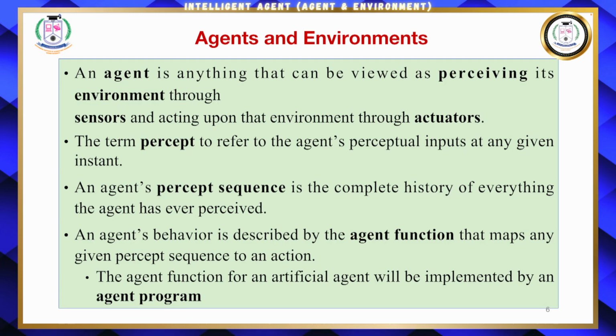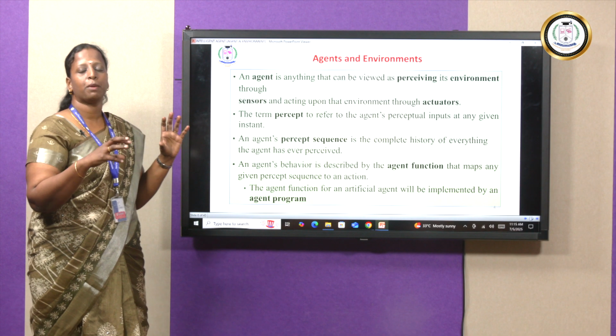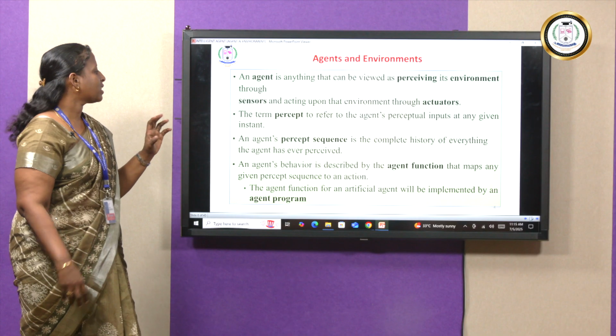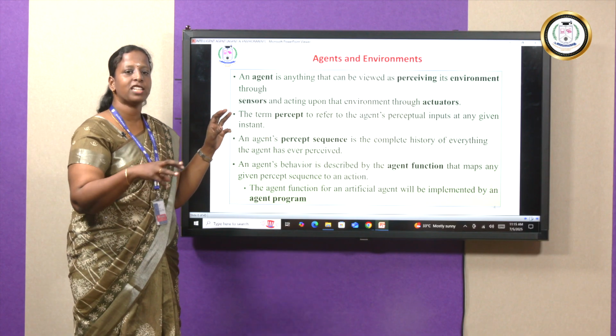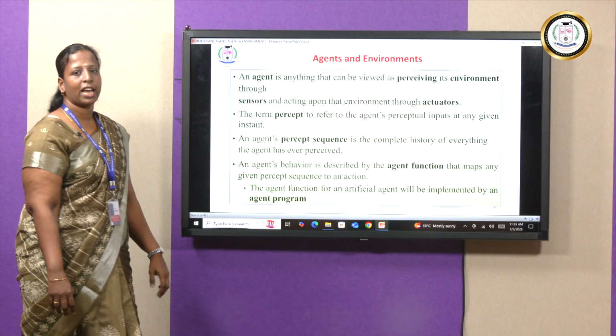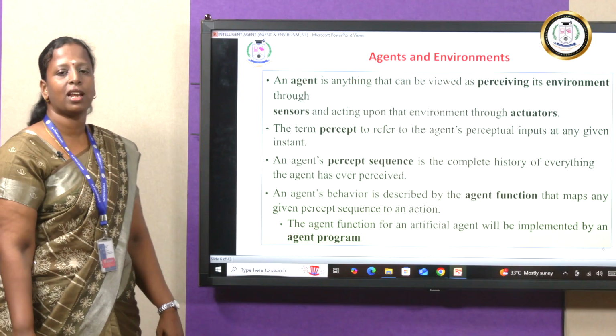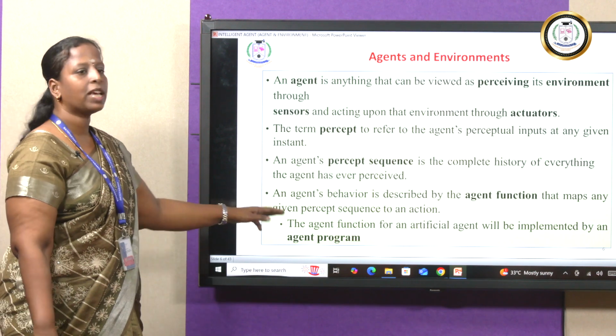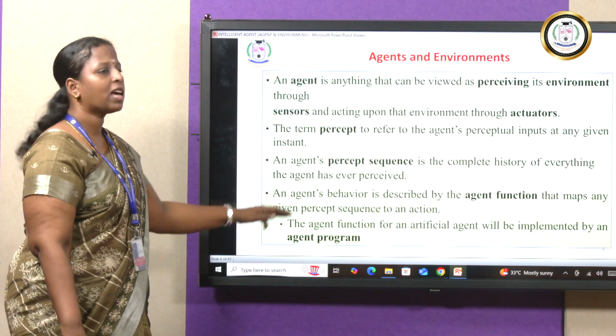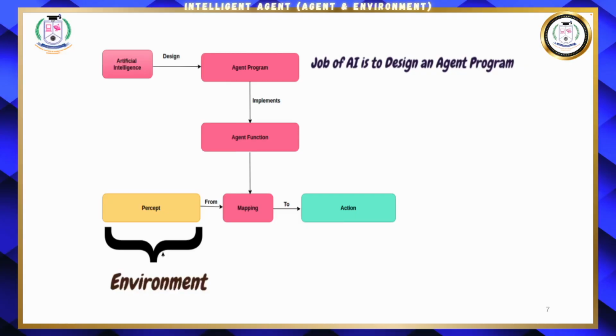Next we saw what a percept is. A percept is nothing but a perceptual input that we obtain, and next is the percept sequence. The percept sequence is nothing but the complete history of what the agent has perceived. Next, the agent function describes the behavior of a particular agent. And finally, the agent program implements all these things.